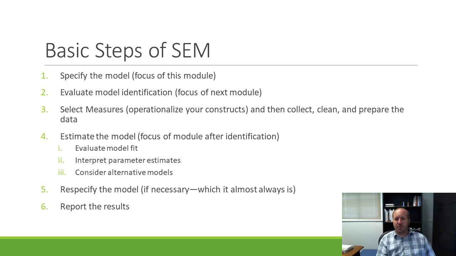The third step is selecting measures. Once you have identified your model, you select measures, and that can be collecting or examining them if you're doing secondary analysis, cleaning, and preparing the data. The fourth step is then to estimate the model. So today we're covering model specification. The next module will cover identification, and then two modules from now, we will cover estimation. That's when we cover how to evaluate model fit, interpret model parameter estimates, data requirements, and different pieces like that. After you estimate the model, an important piece is respecifying the model if necessary, which it very often is, and also considering alternative models. And then after we're done with that, it's to report the results.